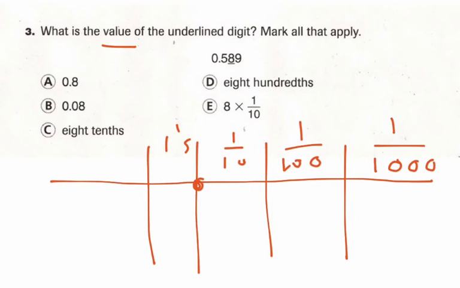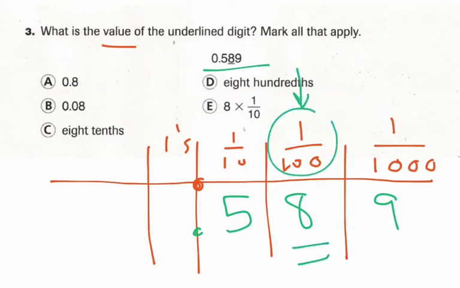Same deal for problem number 3. You just write that number. Go ahead and write it in the place value model, and then identify the 8, which is here. So you're looking for a number that is in the hundredths place. So A would not be right because that's 8/10. B is correct, that's 8/100. C is not correct, 8/10. D is correct, 8/100, and E is not correct because that would give you 8/10. So the only right answers are B and D.